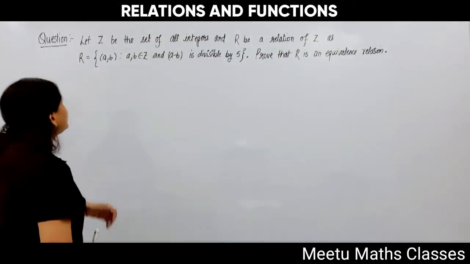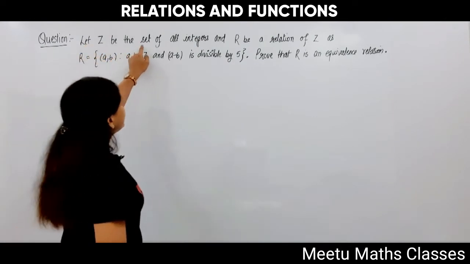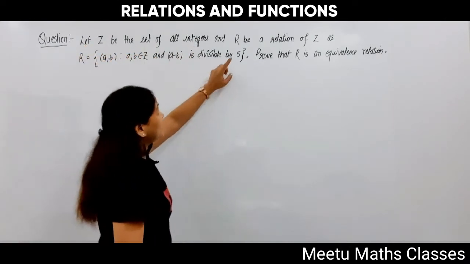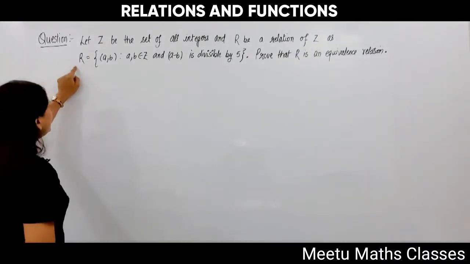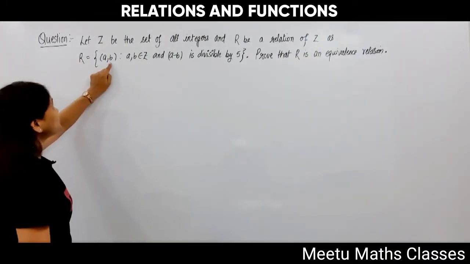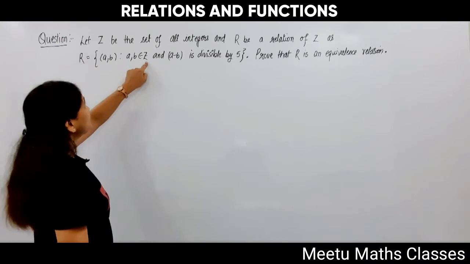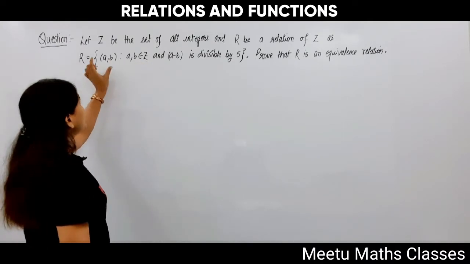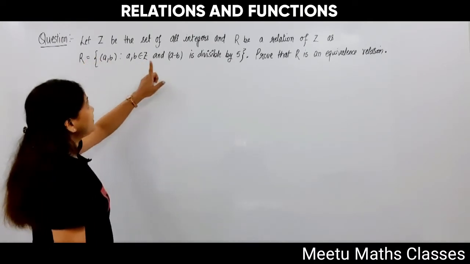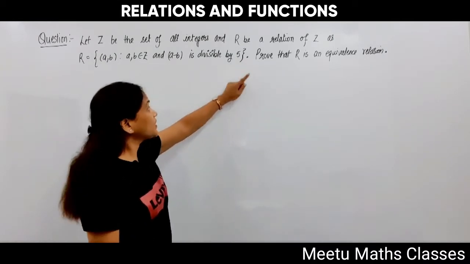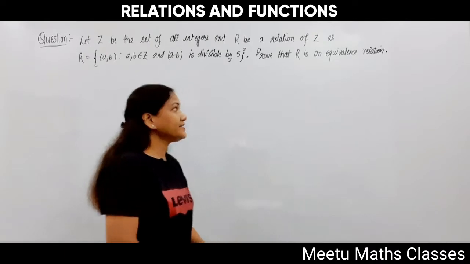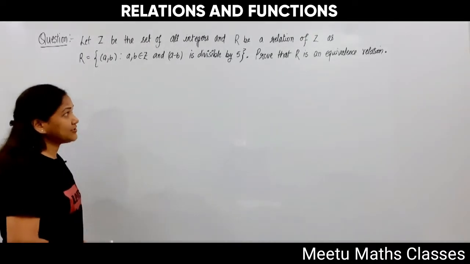Your question is, let Z be the set of all integers and R be a relation on Z defined such that a is related to b, where a and b are both integers. Two integers are related if a minus b is divisible by 5. Now you have to prove that R is an equivalence relation.